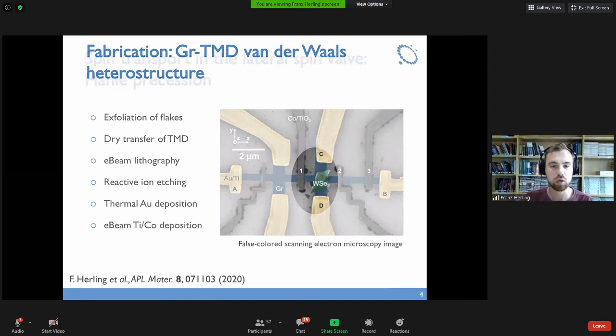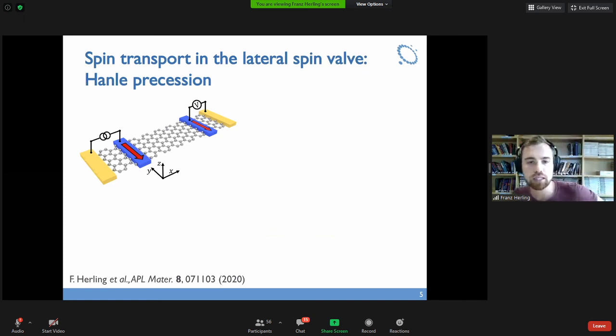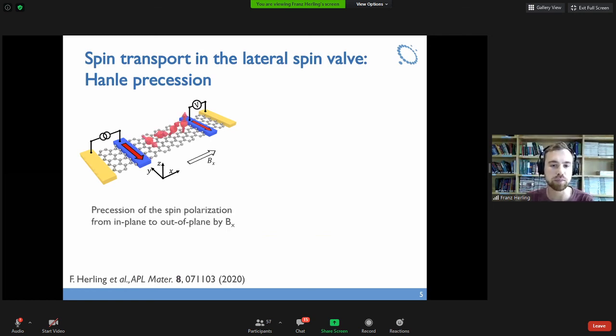And I want to start with the lateral spin valve and the Hanle precession that we have already seen. So here you can non-locally inject a spin current that travels diffusively through the graphene and is detected with a second pair of electrodes. And we have already seen that with a magnetic field in Y, you are able to control the states of this lateral spin valve. And in our case, with a magnetic field in X, not in Z, you are able to precess the spin during the transport through the graphene, and you will be able to measure a non-local resistance versus this magnetic field in X.